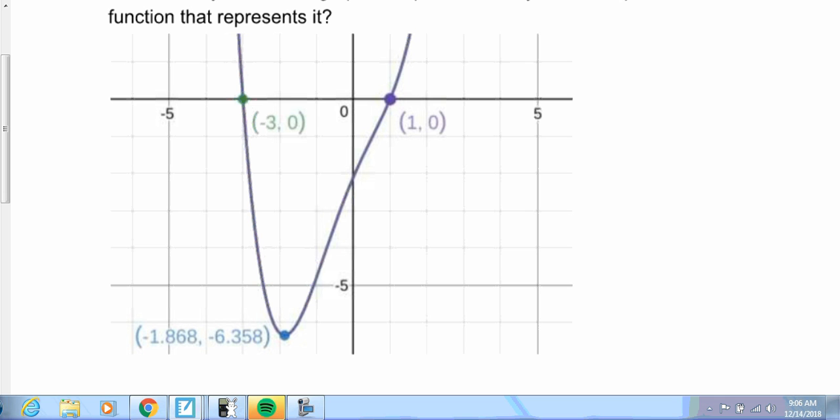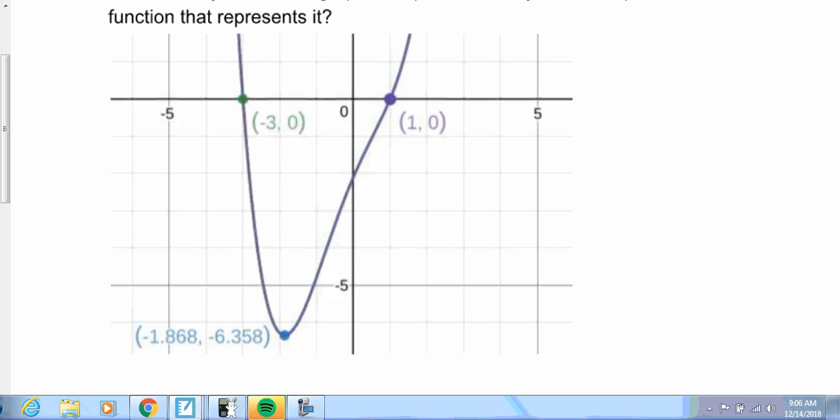Could you come up with a function that looks like this? Zach says yes, because why? Okay. I got a vertex. I got zeros. How many zeros do I have? 2. How many should a quartic have? 4. So how many complex zeros do I have? 2. 2 complex roots. How do I find those complex roots?